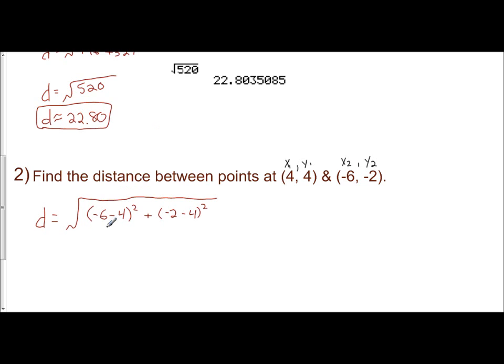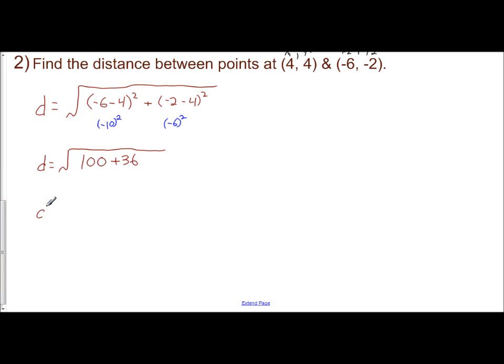Well, -6 minus 4 is -10. So I'm squaring -10. And then -2 minus 4 is -6. So I'm squaring -6. So -10 squared is 100. And -6 squared is 36. So I have square root of 100 plus 36, which is the square root of 136 when you add them together.